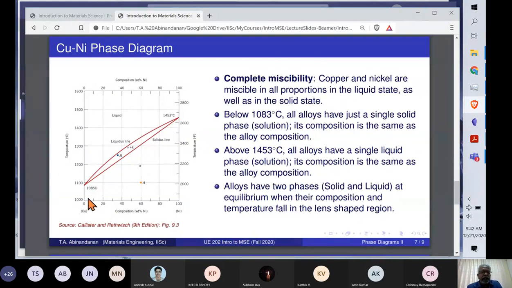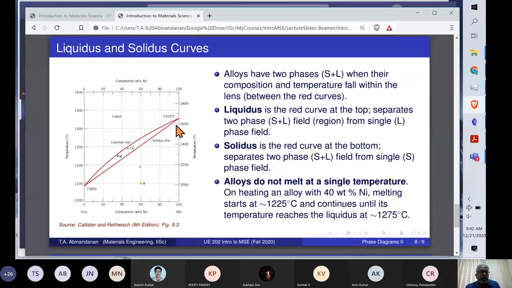So, complete miscibility in the solid state as well as in the liquid state. And then we get this lens-shaped region in the phase diagram where two phases are in equilibrium. The top curve is called the liquidus, and it separates the liquid from the two-phase region. The bottom curve is called the solidus, and that separates the solid single-phase region from the two-phase alpha plus liquid region. The main point here is that if you take any alloy, such as one with 40% nickel, you can see that it melts over a range of temperatures. That range for 40%, I think, is from something like 1225 degrees Celsius to 1275 degrees Celsius.